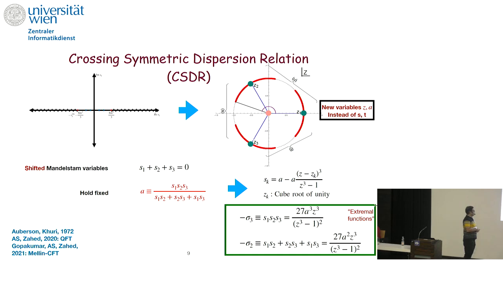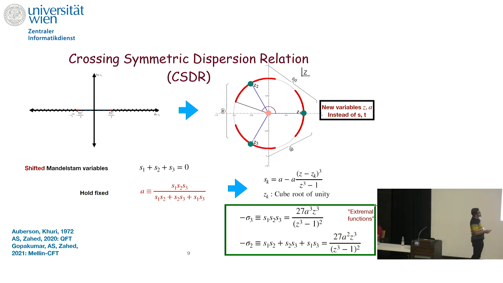The idea that Auberson and Khuri introduced is that you have to keep something fixed because we want to write down a dispersion relation in one variable. We do not want to write down a dispersion relation in 2 variables. That is also possible, but that is more complicated. So what you do is that you hold something that is made up of crossing symmetric objects fixed. So S1, S2, S3 is obviously permutation invariant, and so is this object. This is the cubic invariant, which I will refer to as sigma 3, and this is the quadratic invariant, which I will refer to as sigma 2.